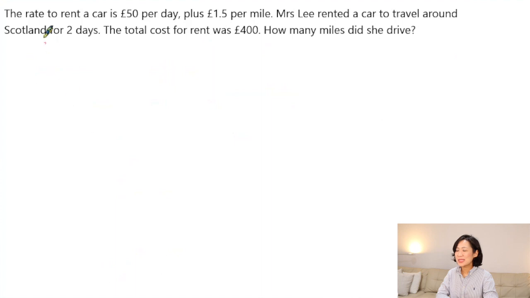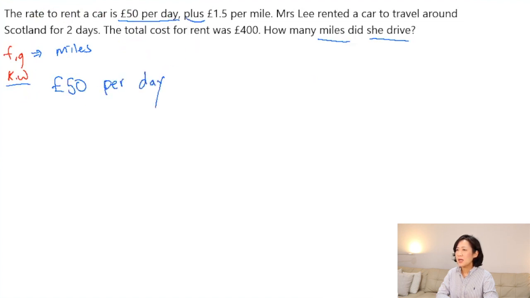Now, this time, our final goal is how many miles did Mrs. Lee drive. So that's how many miles. Then the keyword is, let's see, she rented a car. Then the price is £50 per day plus, then every 1 mile she needs to pay £1.5. That means £1.5 per mile, and that is the total money for the length.